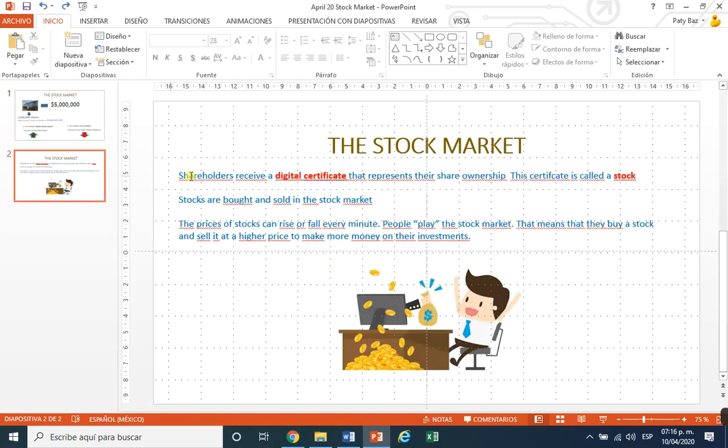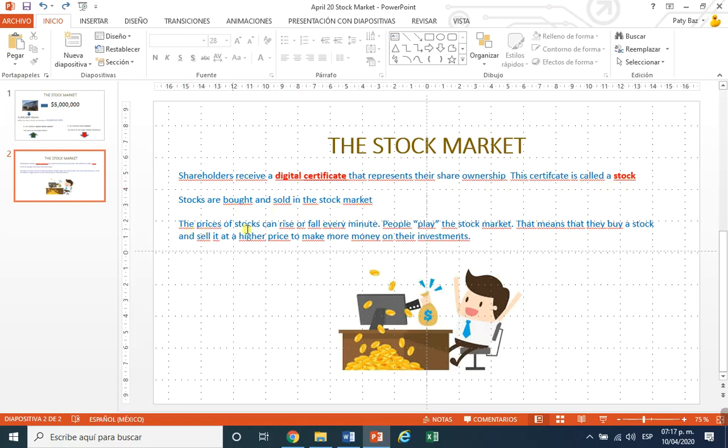Okay, shareholders receive a digital certificate. It's not a paper, it's a digital certificate that represents their share ownership. This certificate is called a stock. And stocks are bought and sold in the stock market. Remember that I told you that we can buy part of companies. So we can buy or sell these stocks. Where? In the stock market.